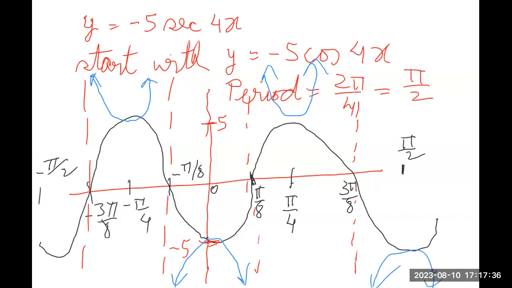So that is the graph of -5 secant 4x. Next, we will look at the graph of the cotangent function. Let's suppose f of x equals 4 cotangent of 5x.